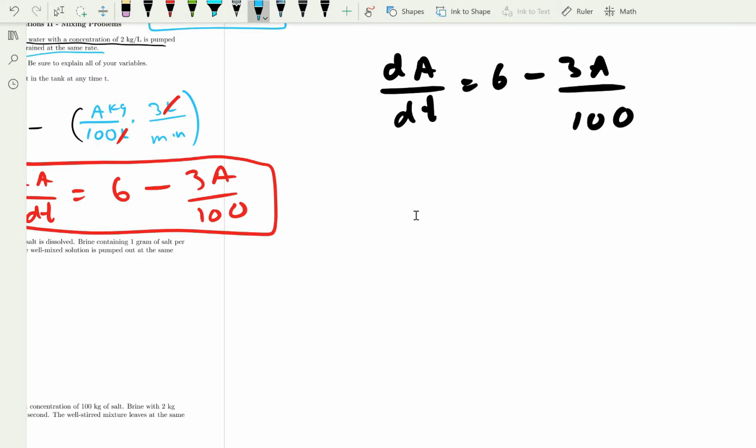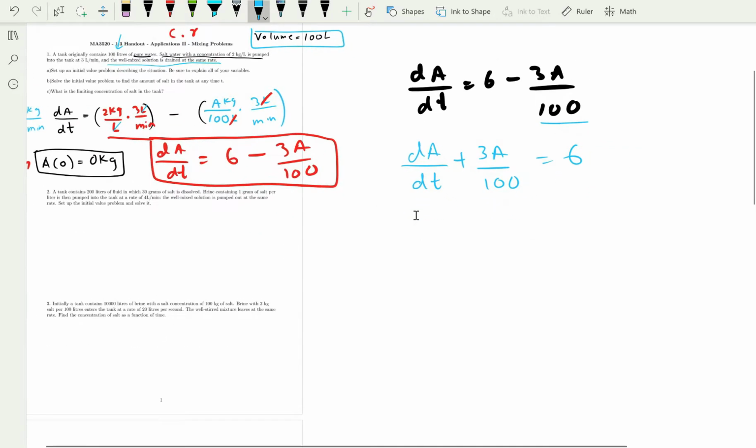So to use the integrating factor method, we have to take this term to the left hand side. So dA/dt plus 3A over 100 is equal to 6. Let me write it like this. Now we have to first find the integrating factor.